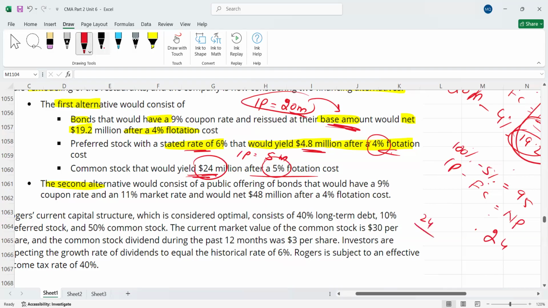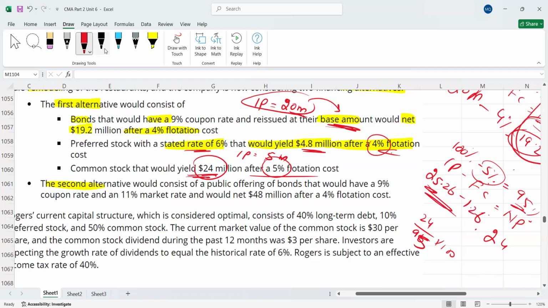So 24 divided by 96 and multiply by 100. Not 96, 95, because it's 95%, right? So 24 divided by 95 multiplied by 100. So it is going to be 25.26, rounded figure, issue proceed in millions. Okay. And minus now 5% flotation cost. You can take 5% of this value. So times 5%.